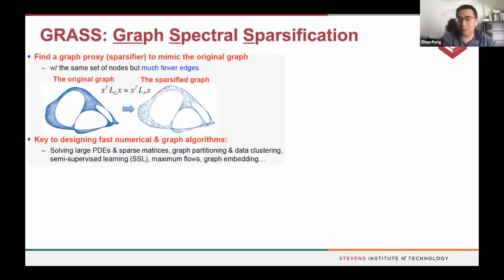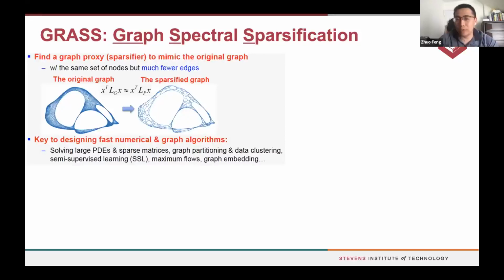So the first thing we have been doing in the past 5 years is called graph sparsification. The idea is that given any complicated graph, are we able to find a much simpler graph while still being able to mimic the original graph? For instance, given this original graph, we are able to compute a sparsified graph while preserving some very important properties of the original graph, such as the structural properties, as well as the properties related to the spectrum of the graph or network.